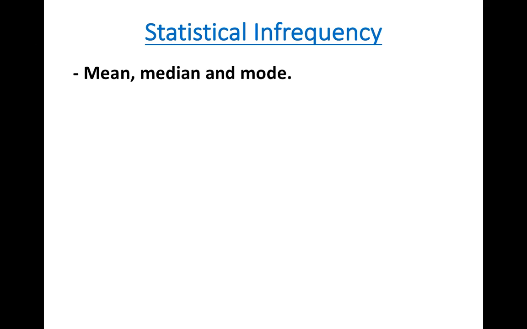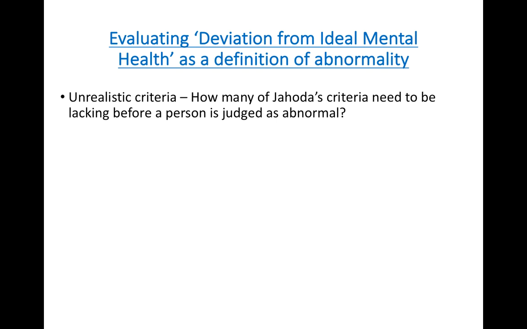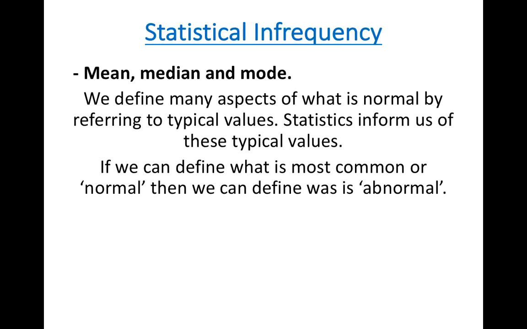So the final definition that we need to learn about for abnormality is statistical infrequency. Now, this approach defines abnormality as behaviour that deviates from the norm or the average. The idea behind this approach is that the less frequently a behaviour occurs in people, the more likely it is to be abnormal. The difference between normal and abnormal then is one of quantity rather than quality. The majority of people are normal, with the minority being abnormal.